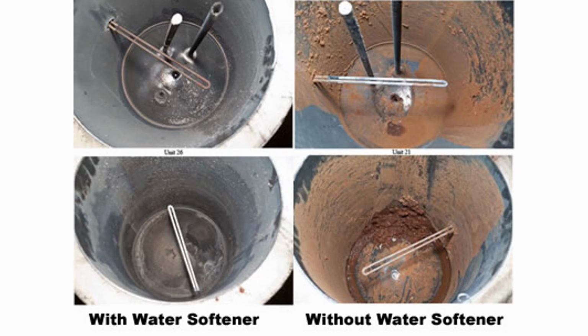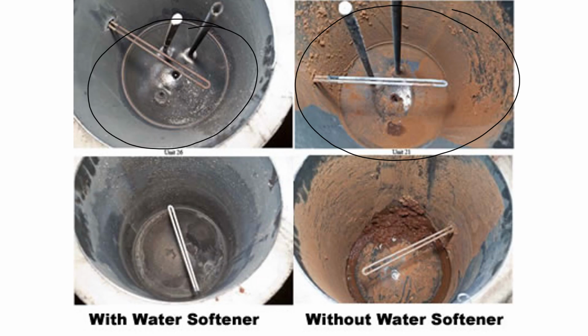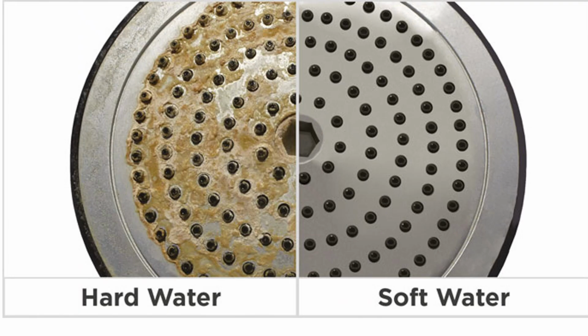Here's an example of before and after, or with or without a water softener. Notice that with the water softener, it's a lot more residue free, whereas over here, we got a lot more gunk left behind. Another example of hard water versus soft water and the difference between the amount of minerals that get left behind.